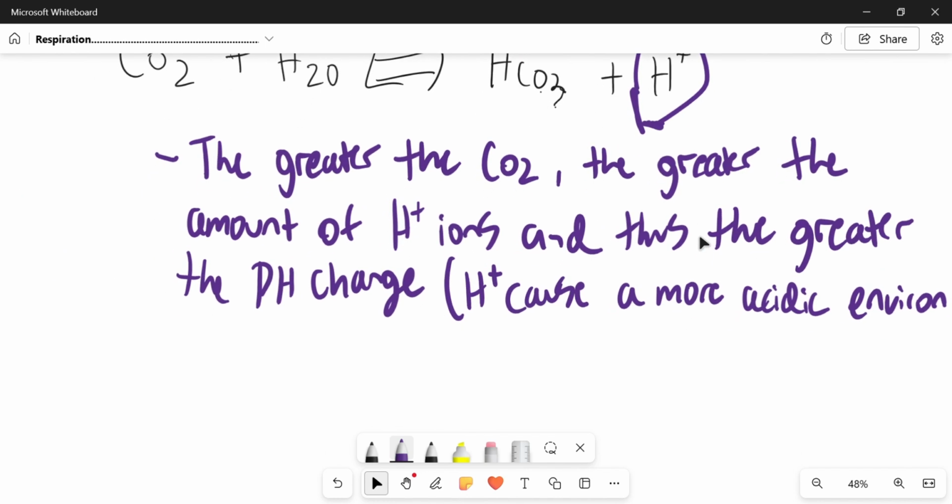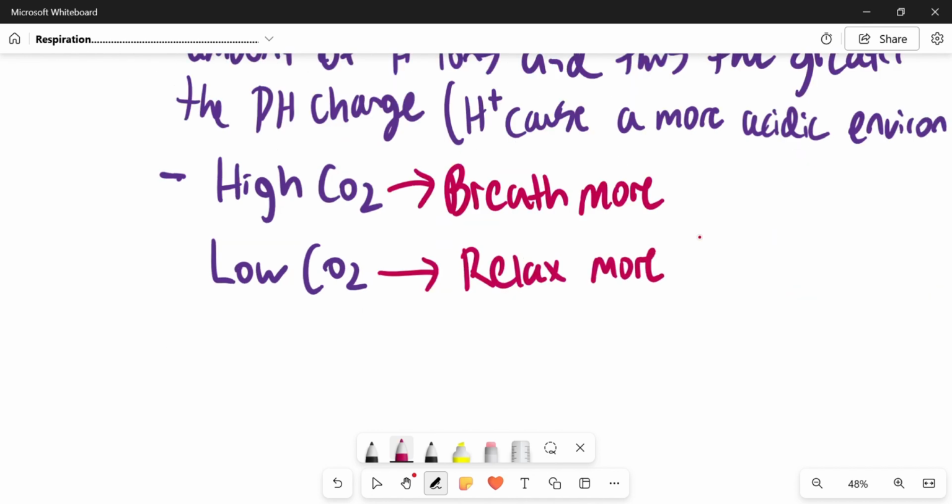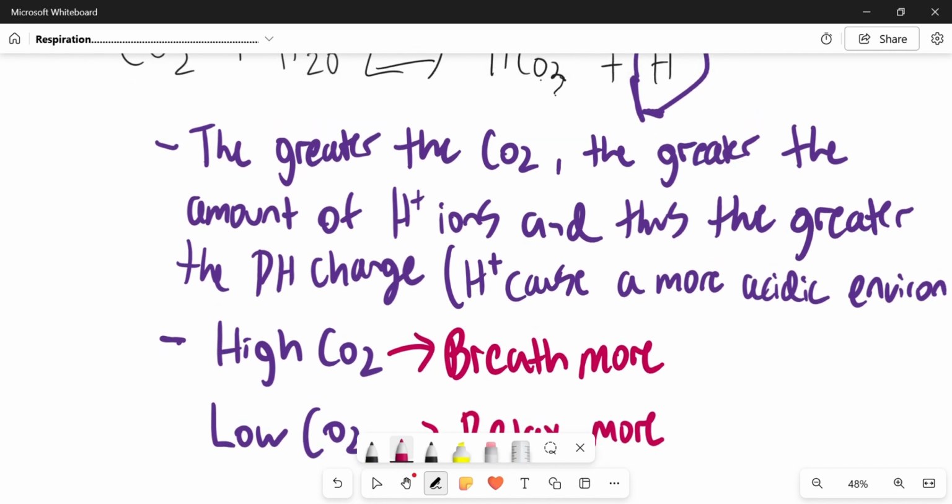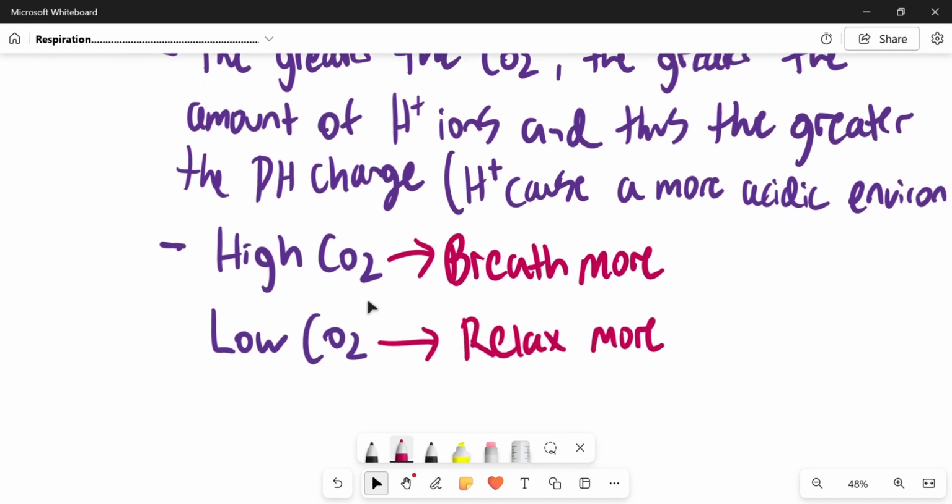The greater the CO2, the respiratory system will actually be driven to breathe more, which will facilitate more carbon dioxide being exhaled. So this is what facilitates breathing rates, the presence of carbon dioxide. Okay, hopefully that made sense.